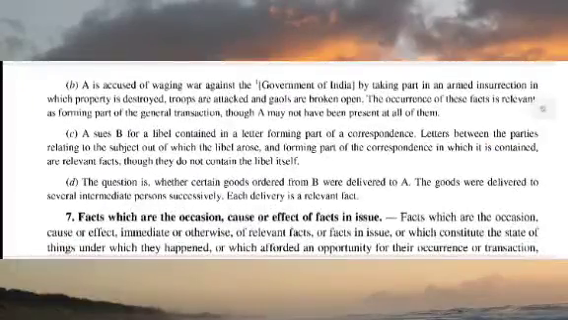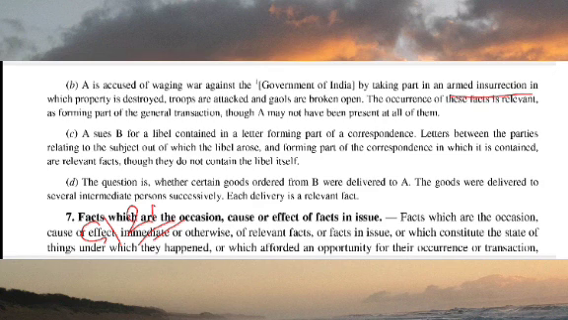Then comes the illustration: A is accused of waging war against the Government of India, Section 121 IPC, by taking part in an armed insurrection in which property is destroyed, troops are attacked, and jails are broken up. The occurrence of these facts is relevant as forming part of the general transaction, though A may not have been present at all of them. Then comes the illustration about libel, which is a civil wrong called defamation. The libel was contained in a letter forming part of a correspondence.